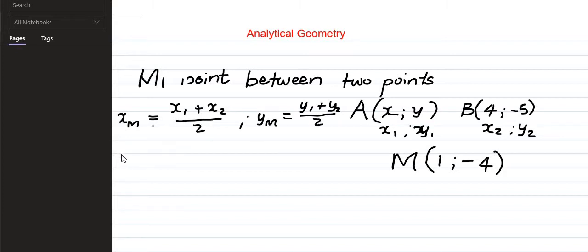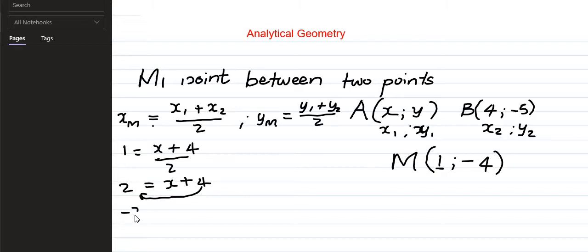So now we substitute. And then x at the midpoint is 1, since we saw that x at the midpoint is 1, so we substitute: x1 of ours is x, plus x2 of ours, x2 of ours is 4, and then we divide by 2. And then from here we can solve for x. To solve for x we are going to multiply by 2 on both sides, and then when we multiply 1 by 2 we get 2, and then when we multiply this whole fraction by 2 we get x plus 4, and then we take this 4 across, and then it becomes negative, so we have 2 minus 4. We get minus 2, and then this minus 2 is going to give us the x of point A.